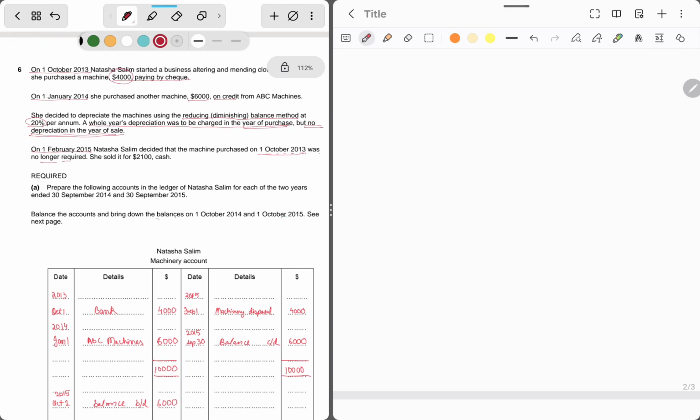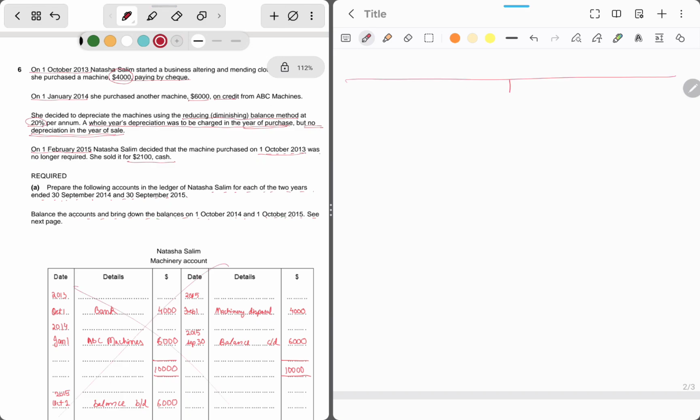Okay, and she sold it for cash for how much? $2,100. So on this date, for this amount, prepare the following ledger accounts in the ledger of Natasha Salim for the years ended 30 September 2014 and 30 September 2015. Balance the account and also bring down the balance on 1 October 2014 and 1 October 2015. That means you have to prepare accounts for 2 years. Okay, so forget about this.